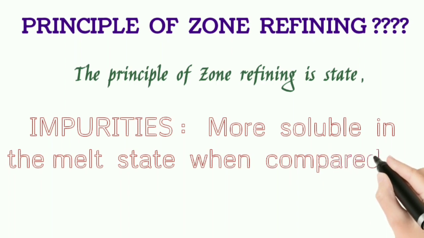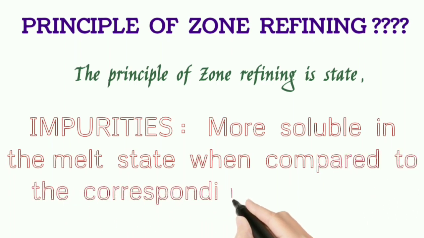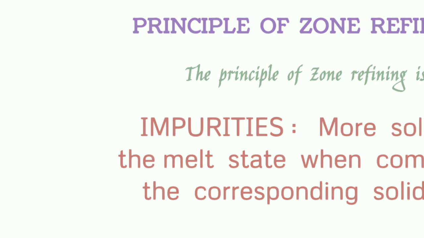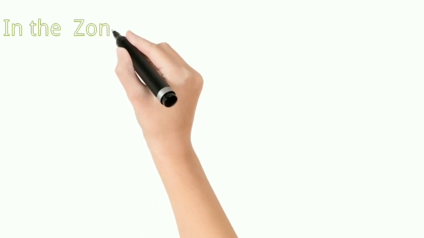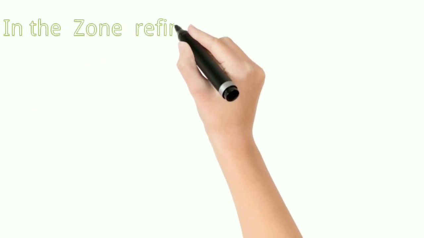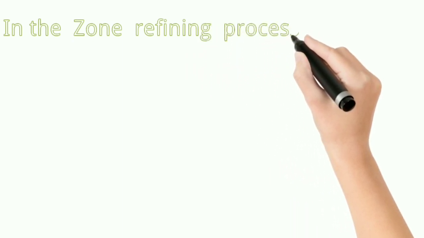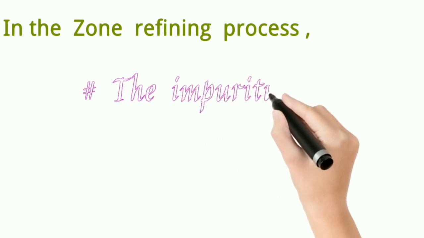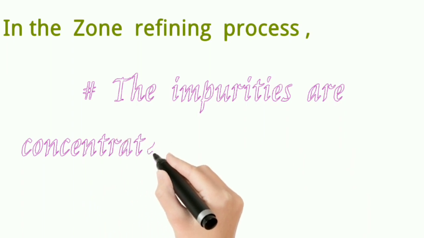That is, more soluble when compared to the corresponding solid state of the impurities. So what we are going to do now, in the zone process, I'm going to remove these impurities. In the zone process, the impurities are concentrated at one end of the block of metal.